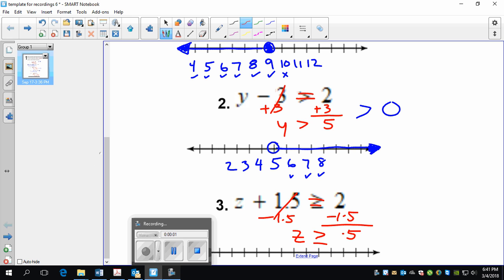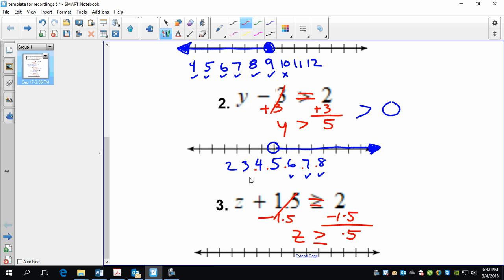Z is greater than or equal to 0.5. And I think I ran out of room, but essentially, you know what, I'll just change this one. You're going to have 0.5, 0.6, 0.7, 0.8, 0.4, 0.3, 0.2, and I'll do this one in red. Z is greater than or equal to 0.5.